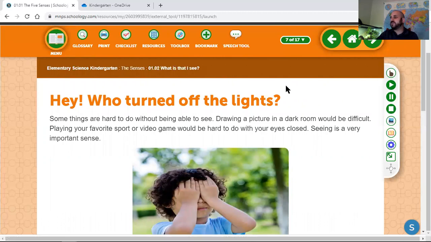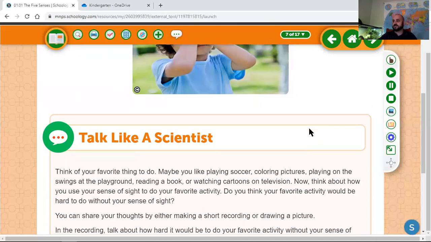Hey, who turned off the lights? Some things are hard to do without being able to see. Drawing a picture in a dark room would be difficult. Playing your favorite sport or video game would be hard to do with your eyes closed. Seeing is a very important sense.